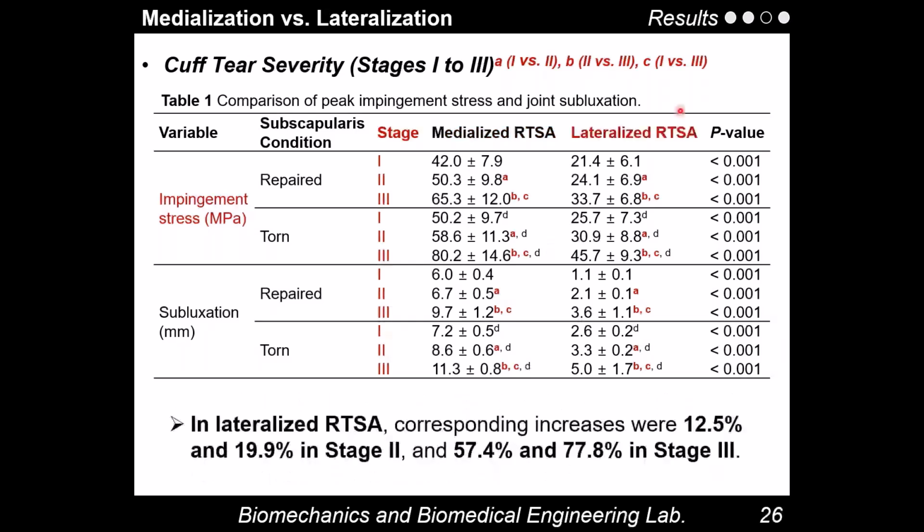Moving on, let's perform the same analysis for the lateralized RTSA to see how it responds to progressive tear severity. As highlighted in red, we observed a similar pattern of increasing impingement stress as the tear progresses. Even in lateralized RTSA, the loss of cuff integrity led to a clear mechanical disadvantage.